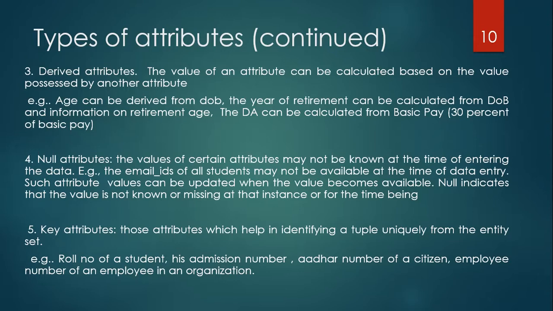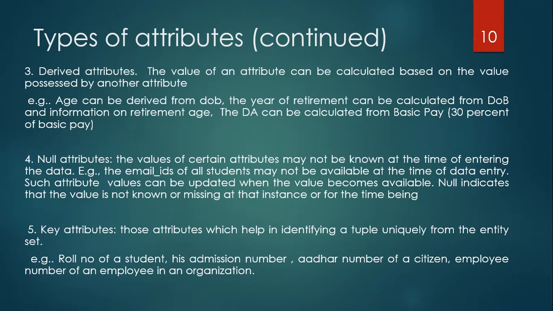The year of retirement, if you know the retirement age as 56 and the person's date of birth, then date of birth plus 56 will be the year of retirement. So he will be able to get information on retirement age. Then in some employee databases, the DA, the dearness allowance, can be calculated from the basic pay. Just like DA is 30% of basic pay. So once you know basic pay, you can find dearness allowance. That is, the DA can be derived from basic pay. So those are the examples for derived attributes.